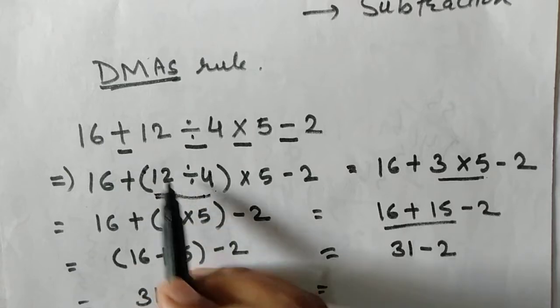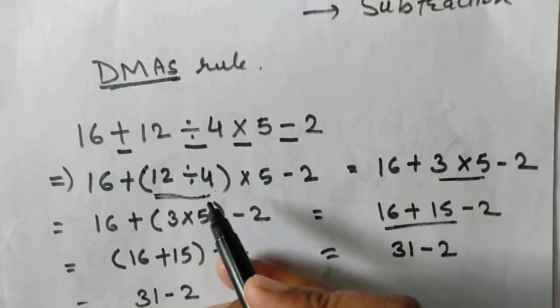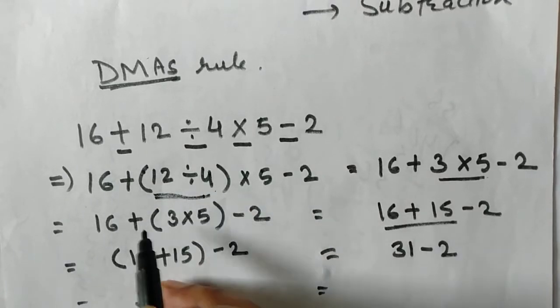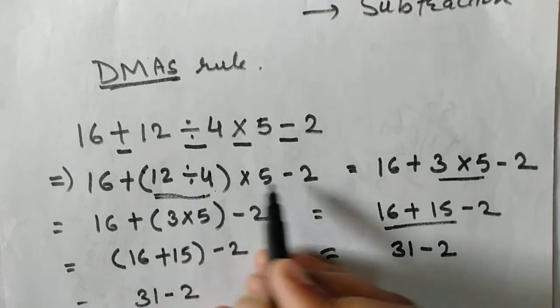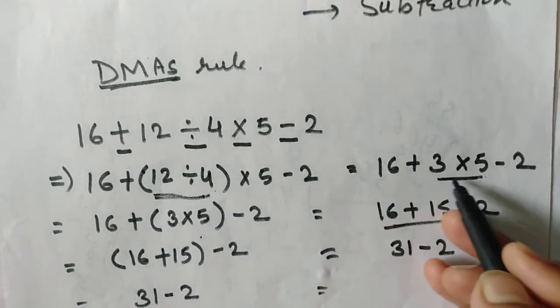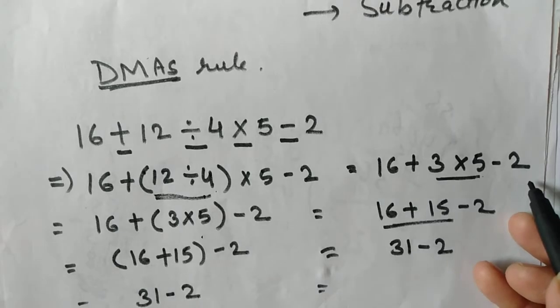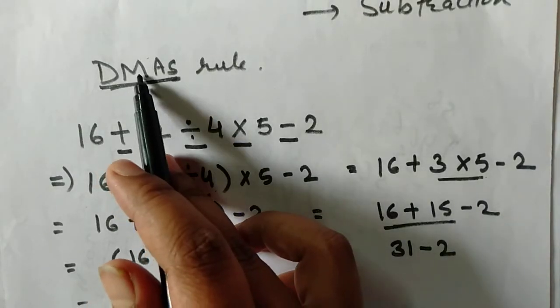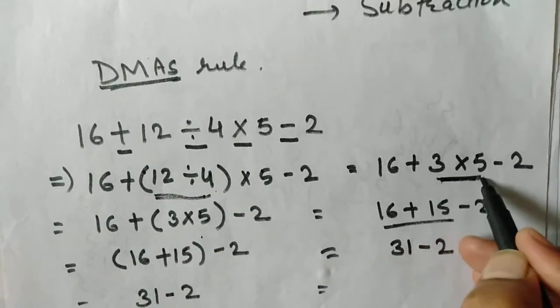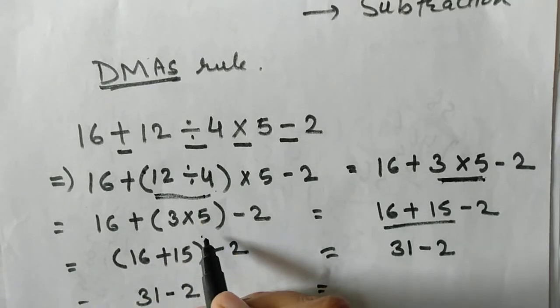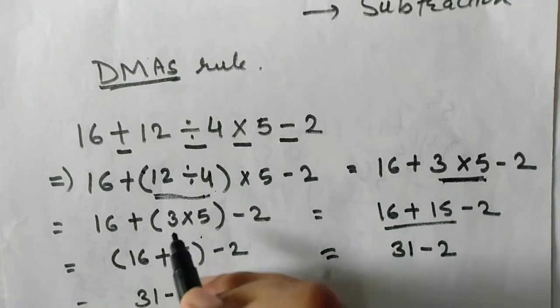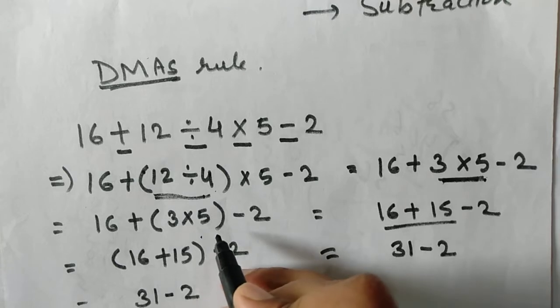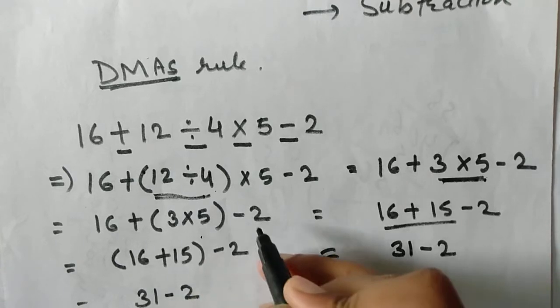So 16 plus 12 divided by 4. What is 12 divided by 4? That is 3. Yes. So we will write here 3 into 5. So 16 plus 3 into 5 minus 2. Now next is M. M means multiplication. After this, what will we do? We will do multiplication. So we will write it in a bracket. So 16 plus (3 multiply 5) minus 2.